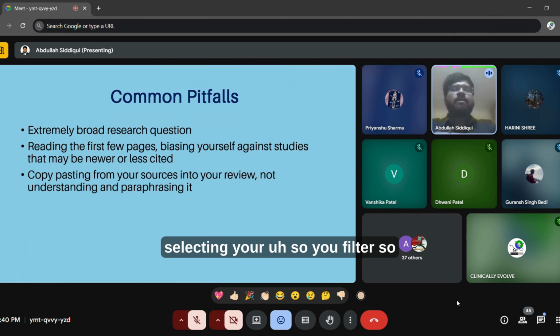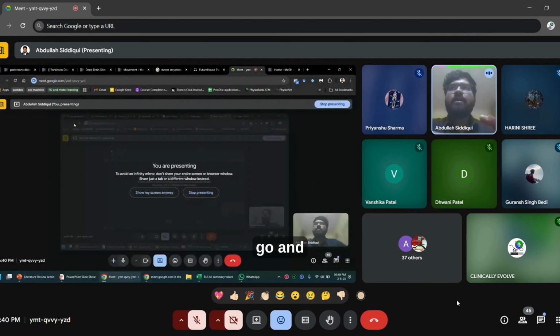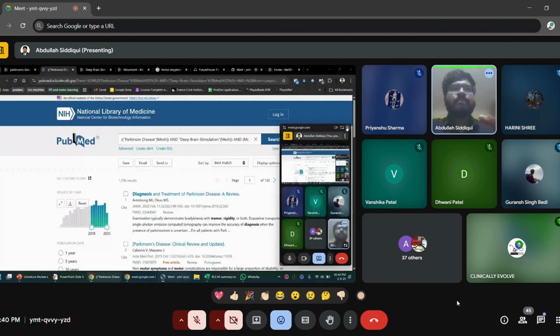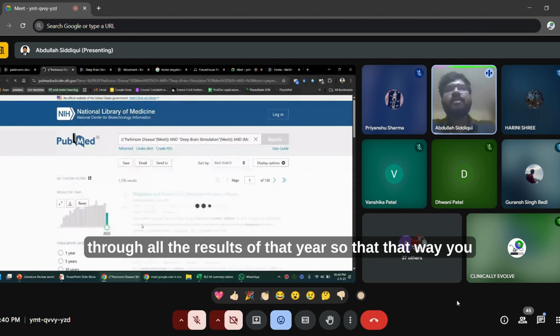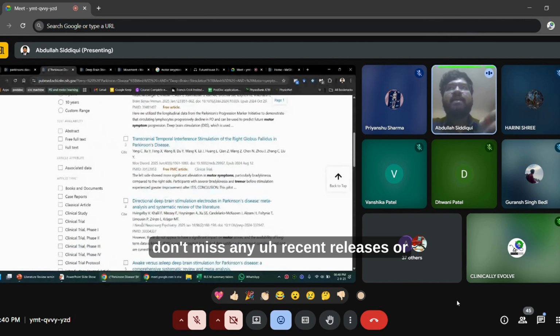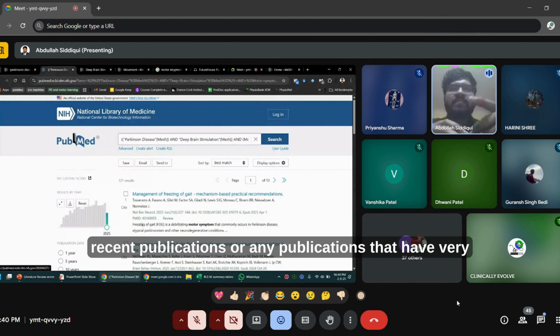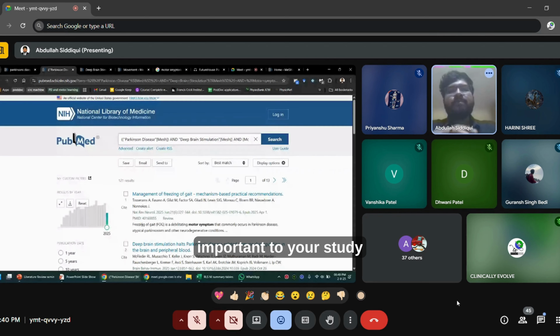So you filter. As I showed before, you can filter by year. You can go year by year and go through all the results of that year. That way you don't miss any recent releases or recent publications, or any publications that have very few citations that you might have missed that may have been important to your study thesis.